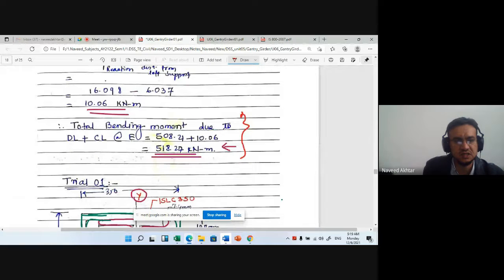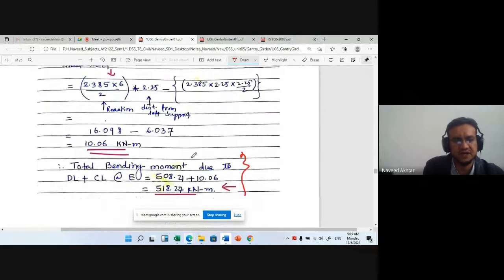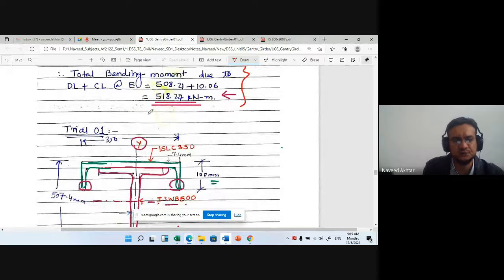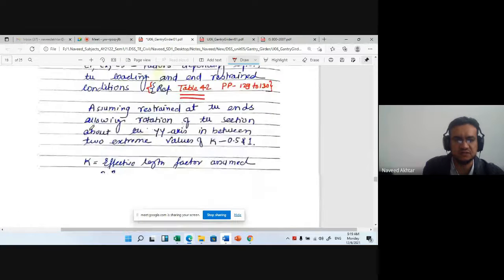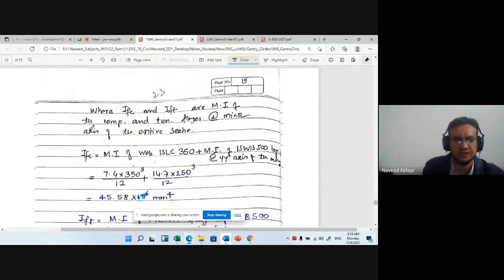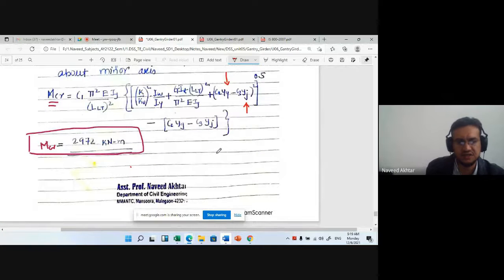You can see the bending moment at E. So the value is 518.27 only. So that MCR value is much larger than 518.27 kilonewton meter. Okay, so that's why it is safe. It is greater than the 518.27 kilonewton meter. But this is not enough.